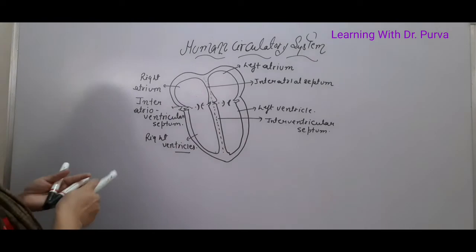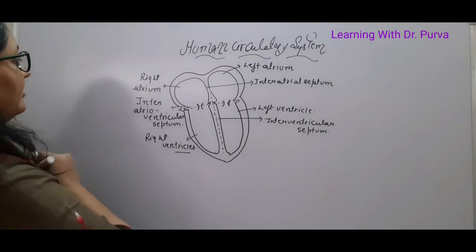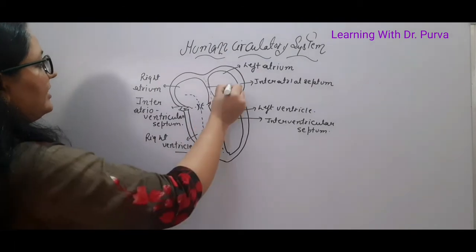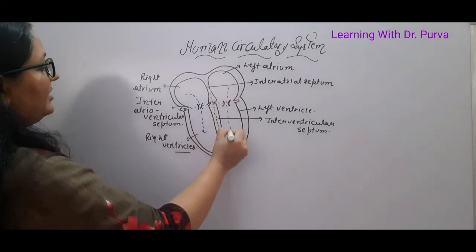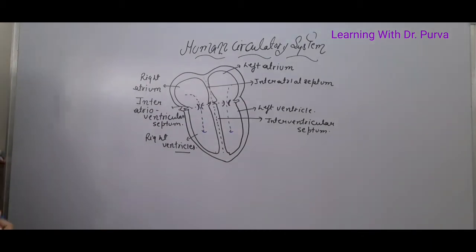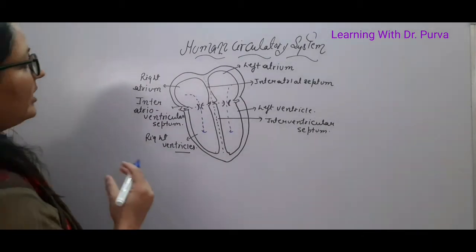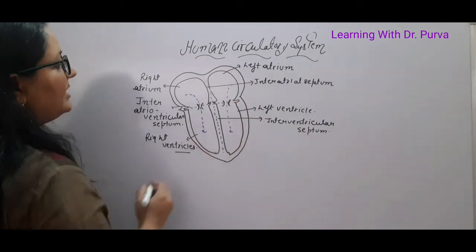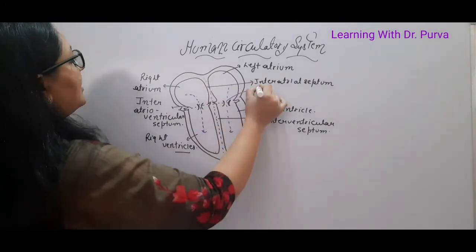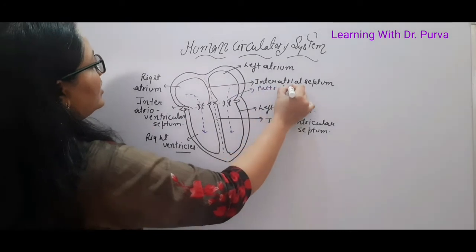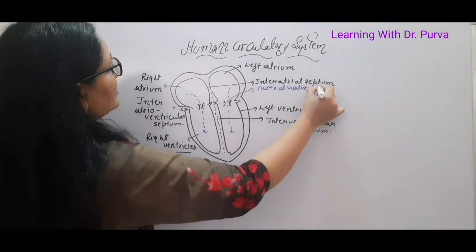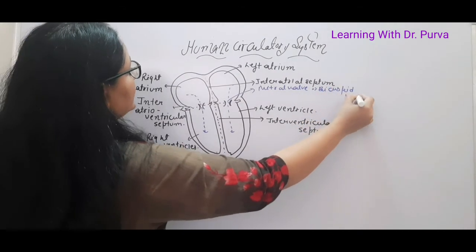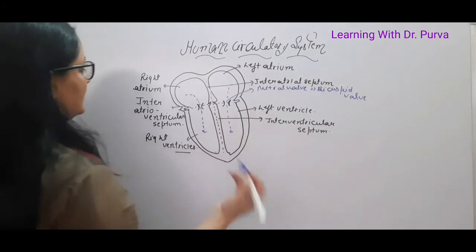The blood will flow from the right atrium to the right ventricle, and also from the left atrium to the left ventricle through these openings, and these openings are called valves. The valve which is present between the left atrium and the left ventricle is the mitral valve, also known as bicuspid valve, because it has two cusps.